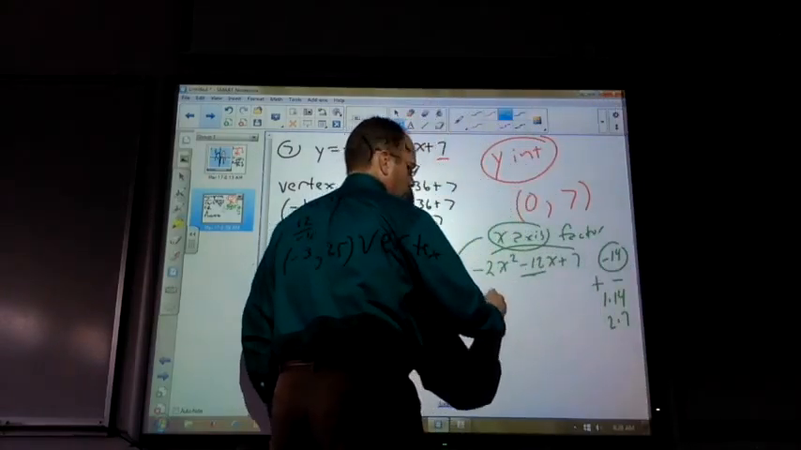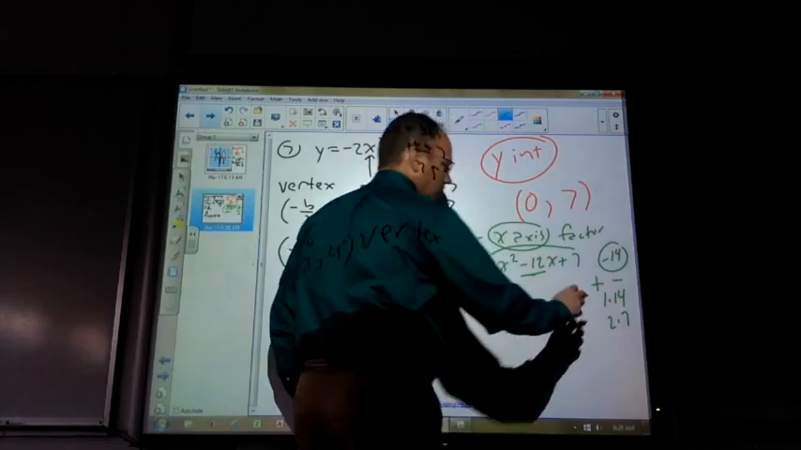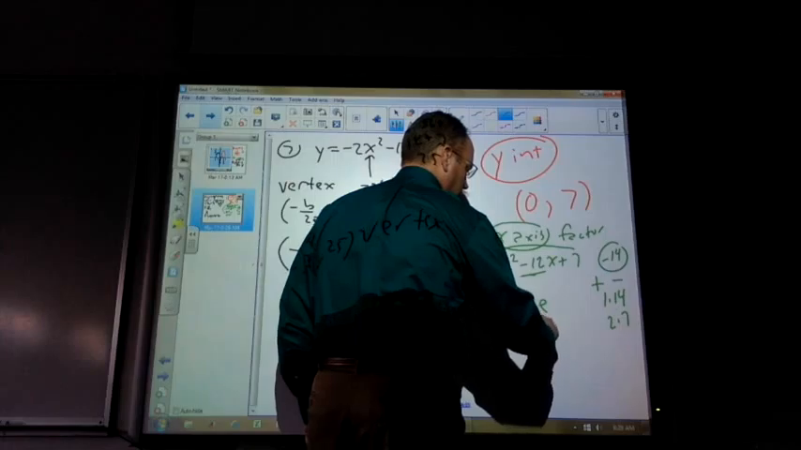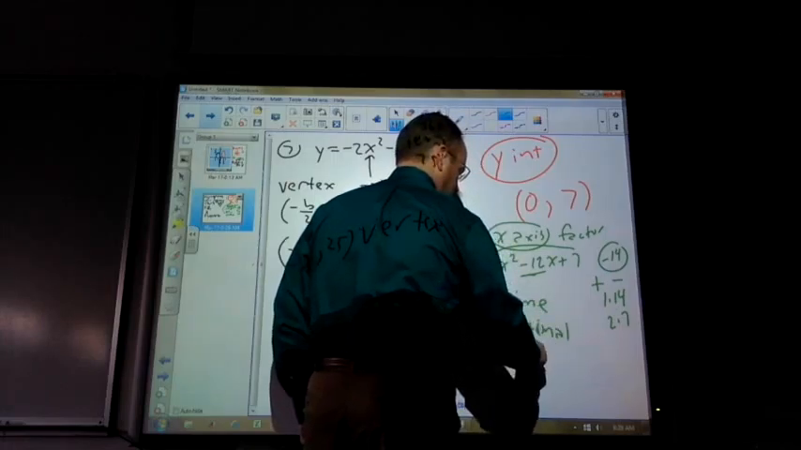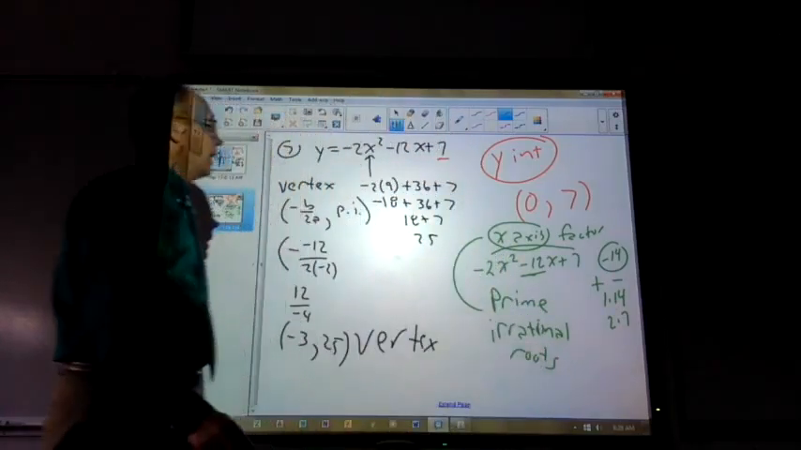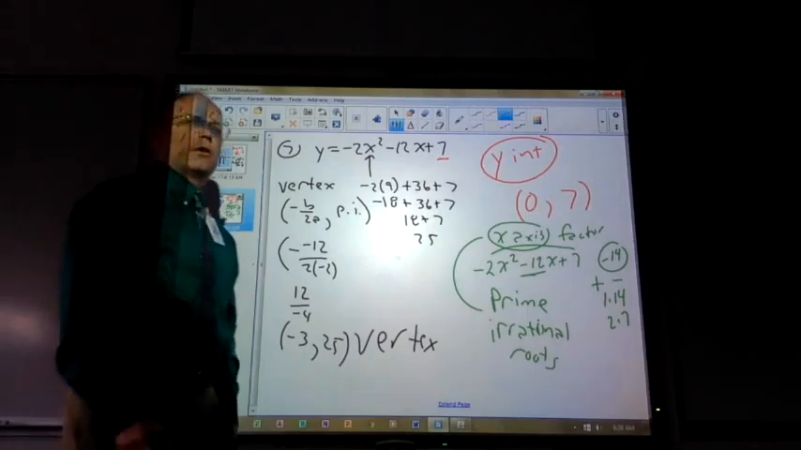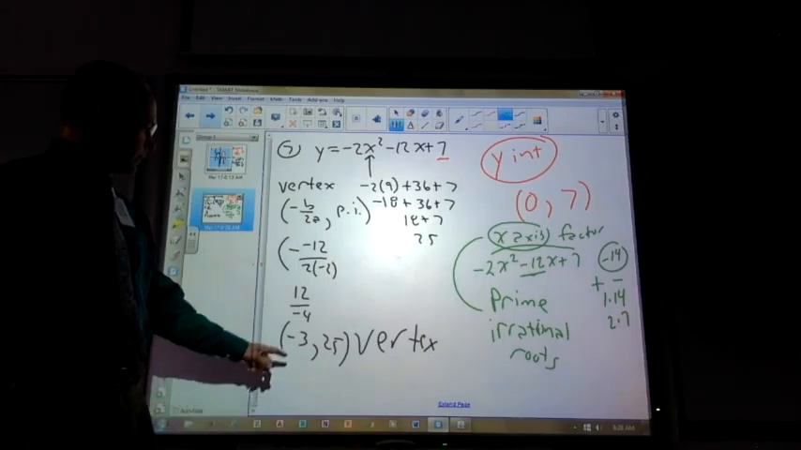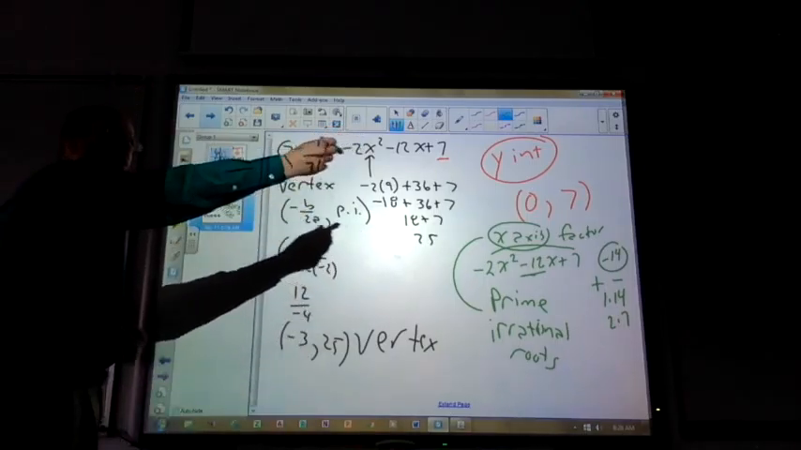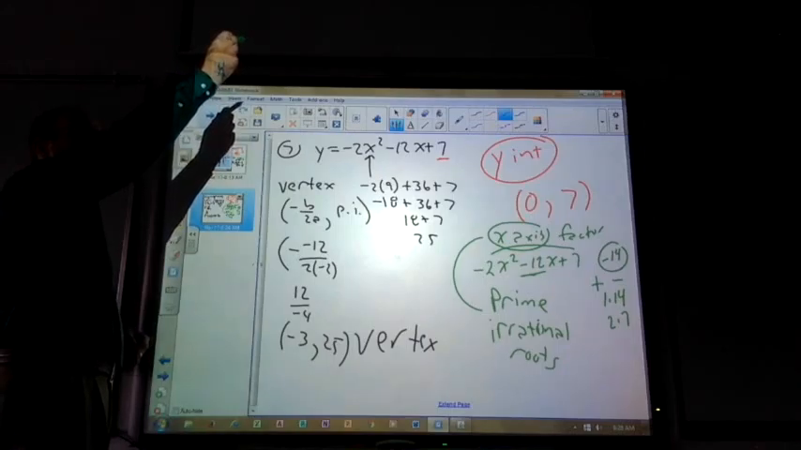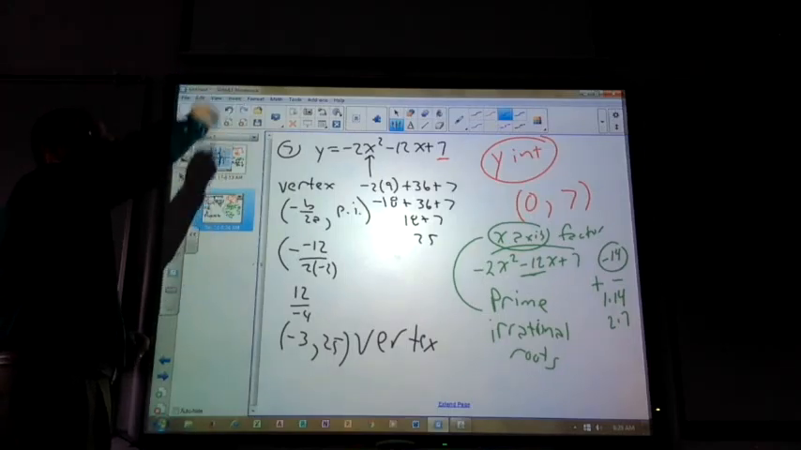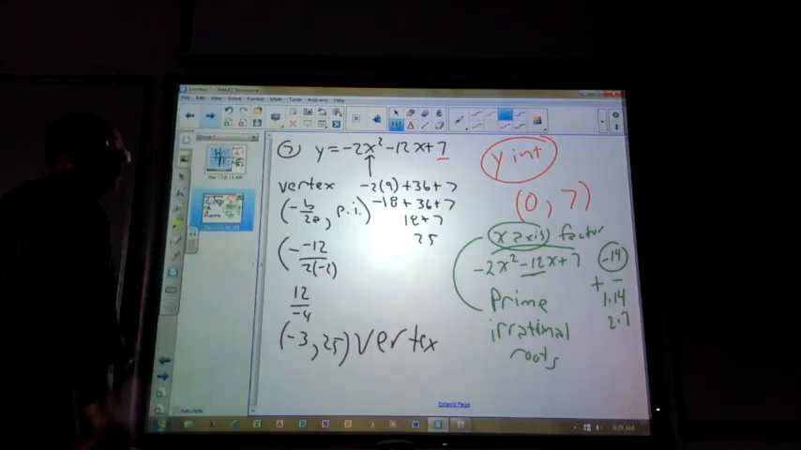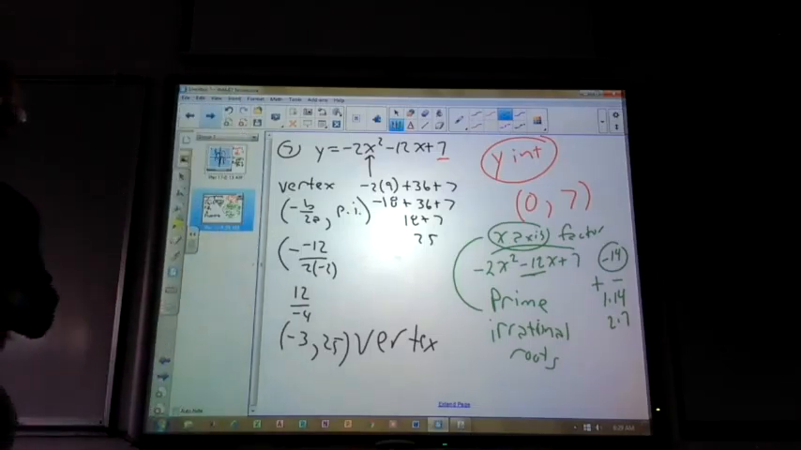So we could say that it is prime, but a better word to go with is we know that they are irrational roots. The reason we know they're irrational is the vertex at negative 3, 25, that's going this way 3 and up 25. So it's way up here, but the parabola opens down. Being it was 25 above the x-axis and it opens down, it will definitely cross. So they have to be irrational.